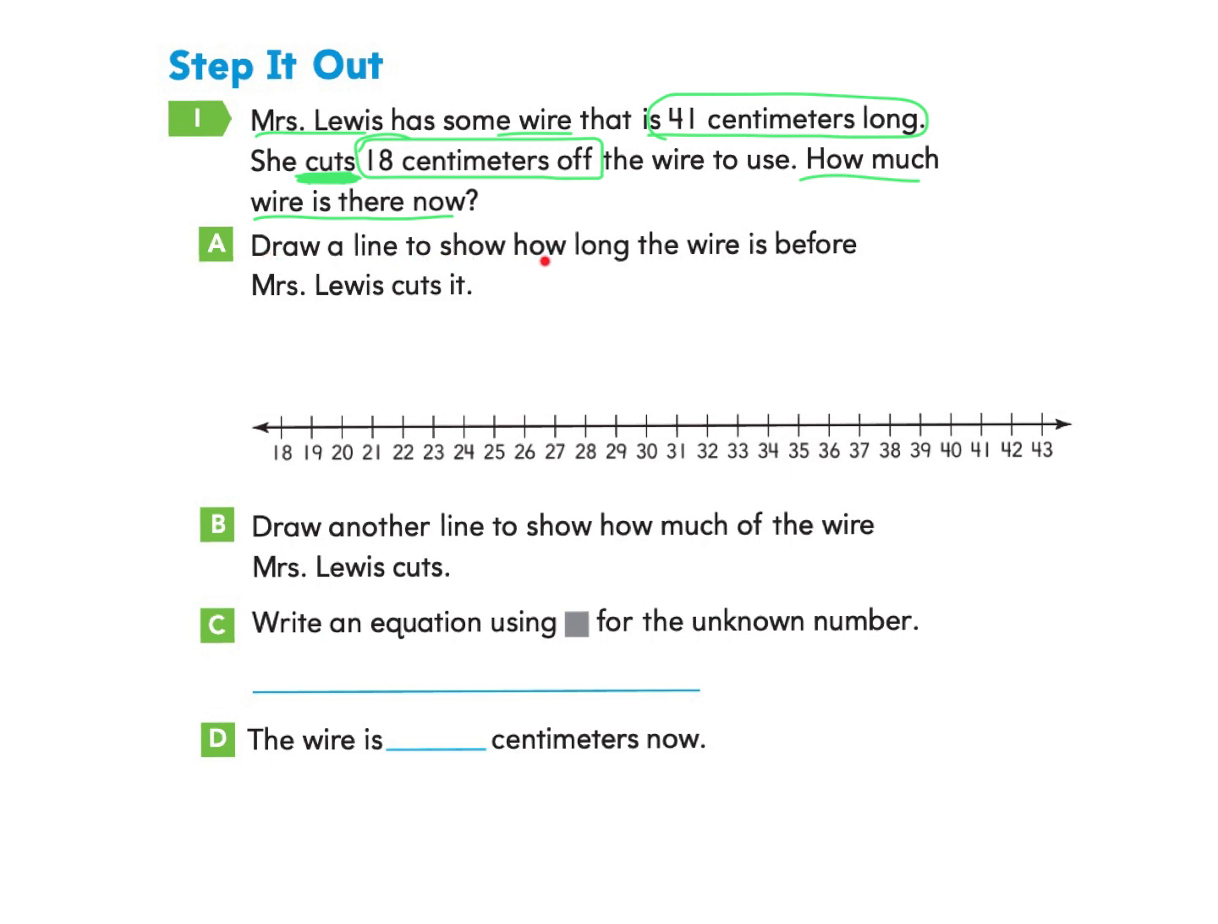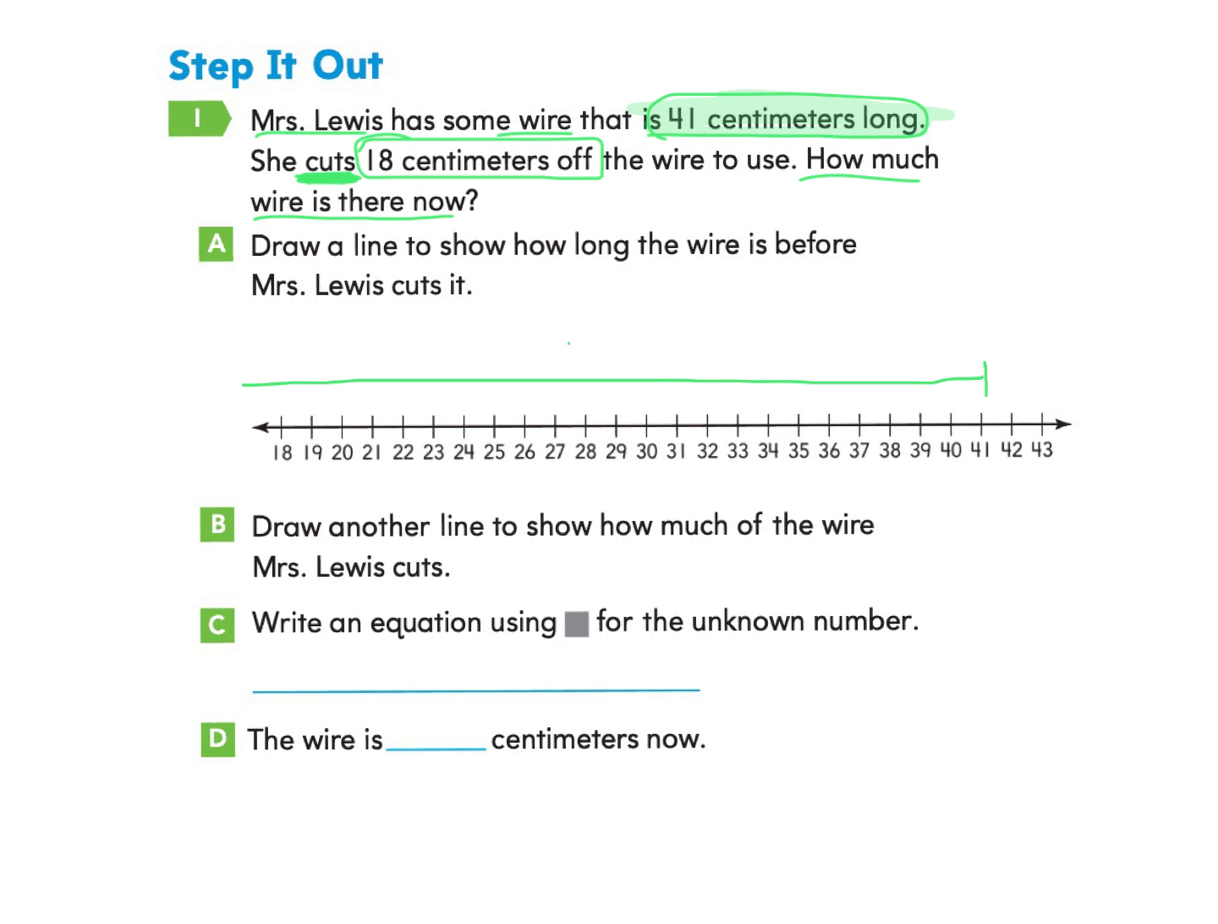Draw a line to show how long the wire is before Miss Lewis cuts it. So what was the amount of wire to begin with? It was 41 centimeters long. So let's draw a line to show that 41 centimeters. I'm going to go to the 41 here, and I'm just going to draw a line all the way to here. Now, it stops at 18, and that's okay.